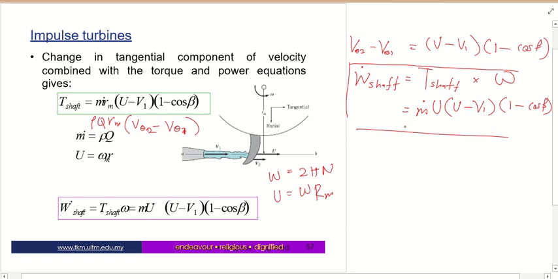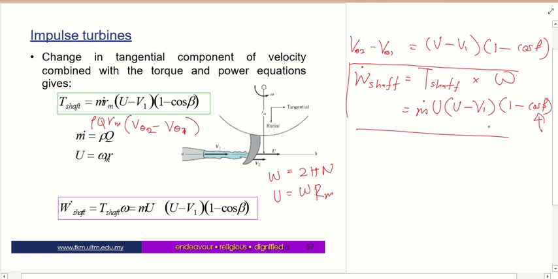from the flowing fluid, and then rotating the shaft. So this is what we obtain, W dot shaft, the shaft torque multiplied by omega. So from this equation we can conclude that the power is a function of beta. Okay, so power is a function of beta.